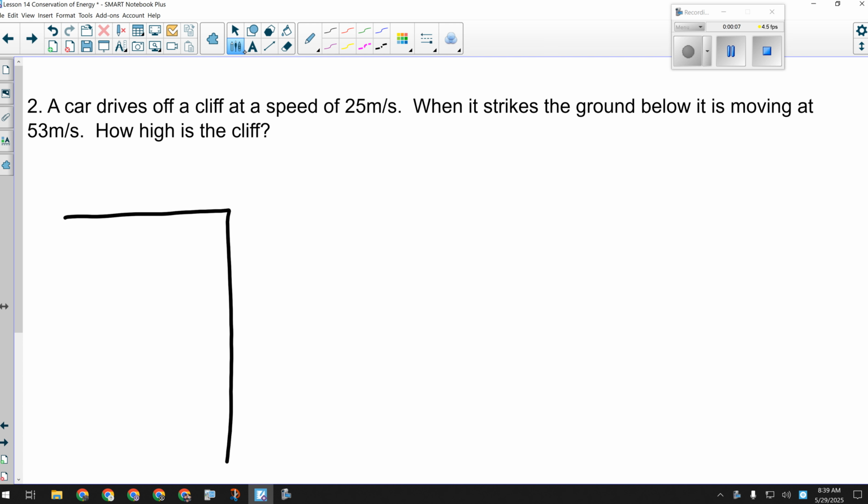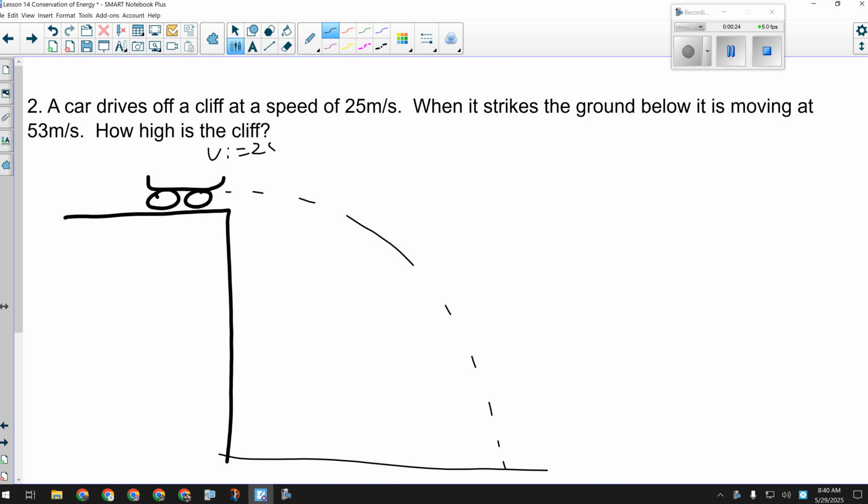Here's our cliff, there's our car, and it's going to drive off the cliff, and it's going to end up down here in a flaming pile. So we know that it drives off the cliff at 25 meters per second, so VI is 25 meters per second. When it strikes the ground below, that would be here, it is moving at 53 meters per second.